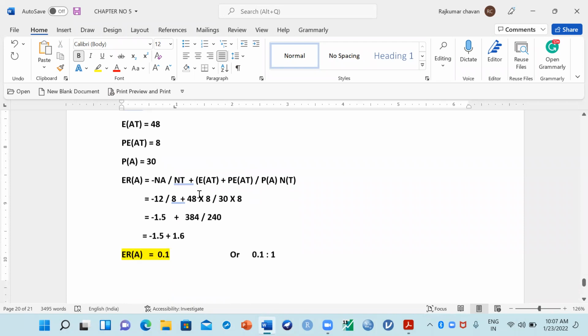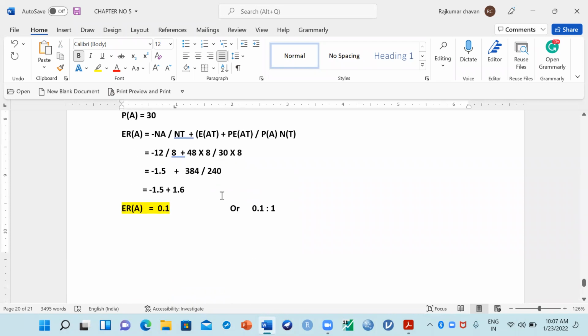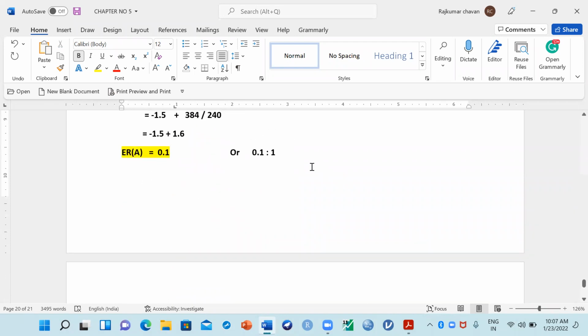Tell me in the chat box, is the first case clear? So that we can proceed with the next case, case 2. Is the first case clear? Can you give me confirmation in the chat box?